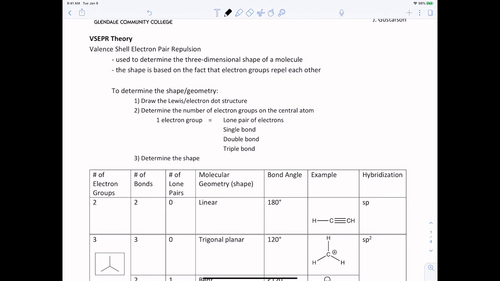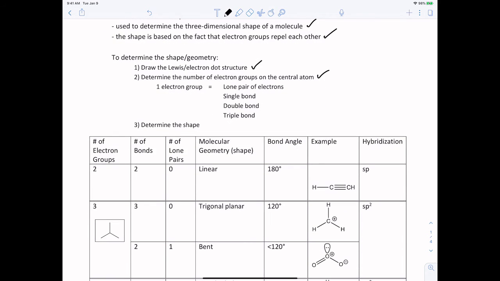Okay, so this top part we already talked about, right? Used to determine the three-dimensional shape, its molecular geometry, based on the fact that electron groups repel each other. First step is you need to know how they're connected, so draw the Lewis structure, and then we need to determine the number of electron groups. So a lone pair, a single bond, a double bond, and a triple bond, these are all one group each.